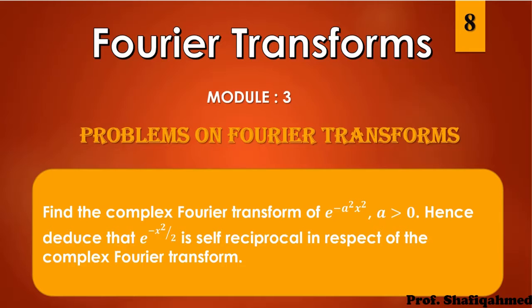The problem is: find the complex Fourier transform of e raised to minus a square x square, where a is greater than 0. Hence deduce that e raised to minus x square upon 2 is self-reciprocal in respect of the complex Fourier transform. The solution of this problem we'll see now.